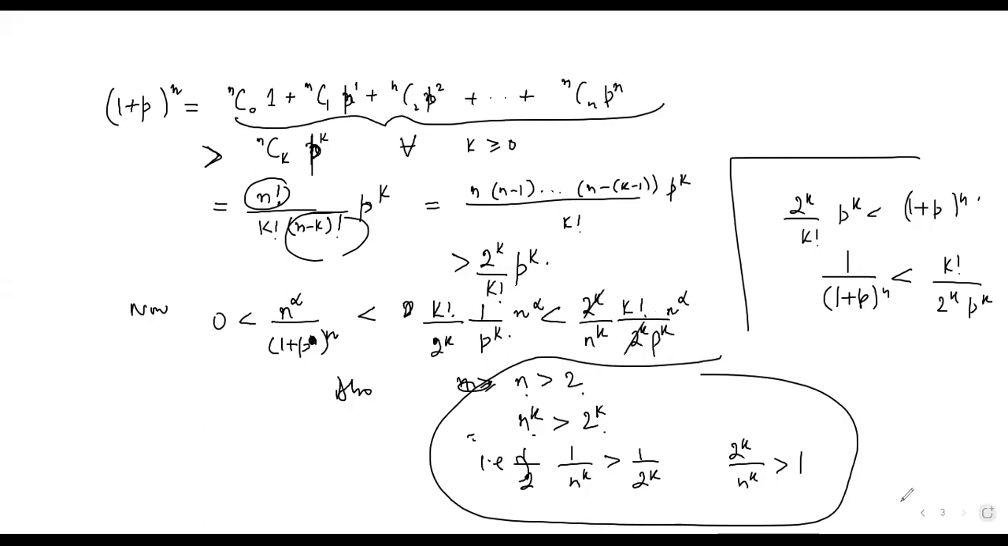So what we get ultimately is this: it implies that 0 is less than n raised to power alpha times 1 by p raised to power n, which is less than k factorial divided by n raised to power k, into, of course, p raised to power k is also there, and what remains is n raised to power, so it should be k factorial divided by p raised to power k, this is done, n raised to power alpha minus k.